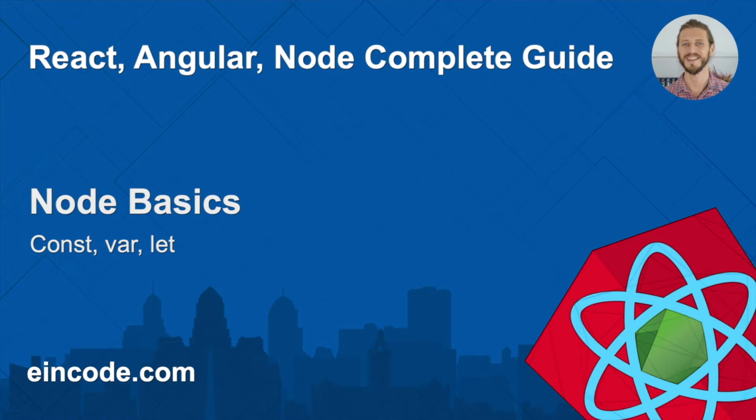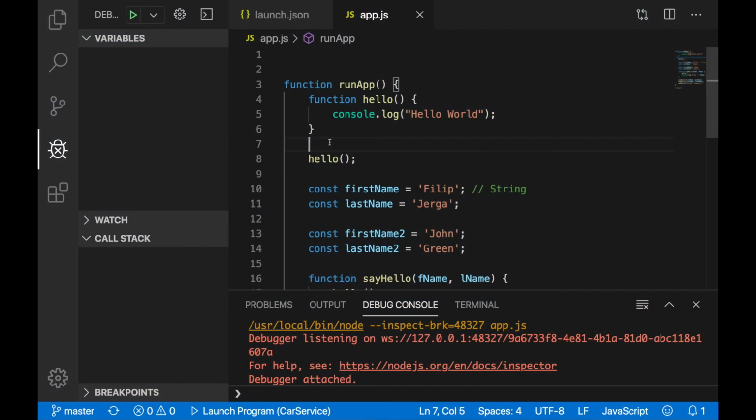Hey guys, welcome back. In the last lecture I talked about scope. In this lecture I will continue with more examples of scoping, and I will also explain the differences between var, const and let. So let's start with this.